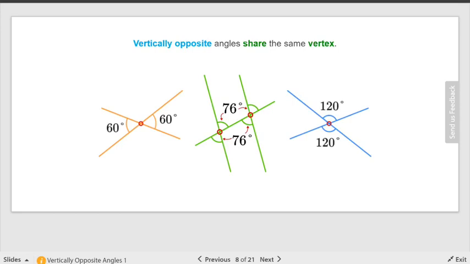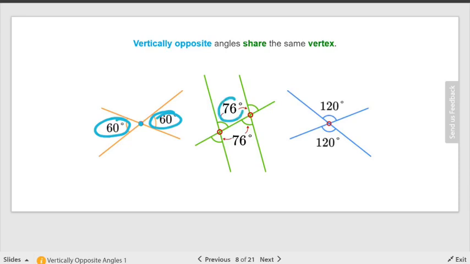Vertically opposite angles share the same vertex. What does vertex mean? Where the two arms join. Where the two arms of an angle join. Exactly. Good job. Okay? So they share the same vertex. Otherwise they wouldn't be opposite each other, because they have to be across the vertex from each other. Okay? Don't worry about it. We'll get there. So in this case, notice that this 60-degree angle is straight across from that other one, right? And their vertex is that little dot right in the middle. That's where the lines cross, which is what makes the angles, isn't it? Oh, okay. I see now.